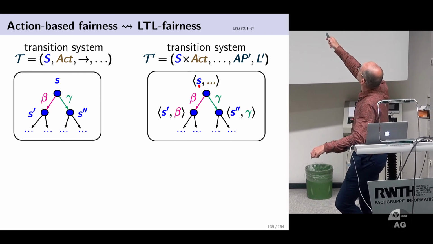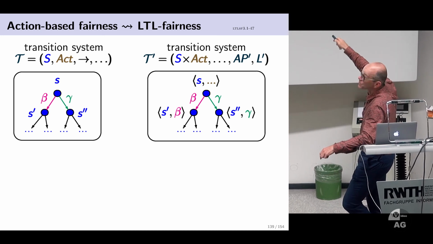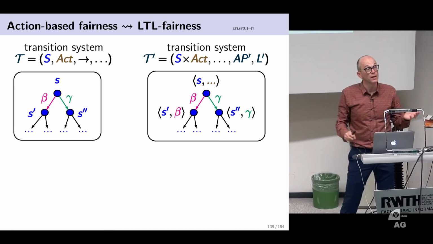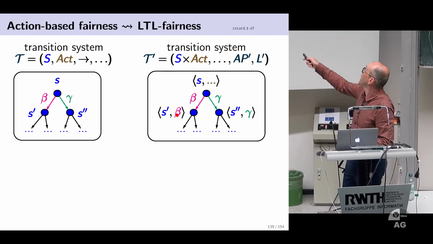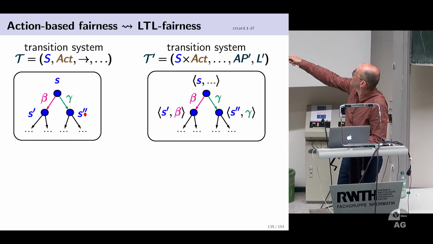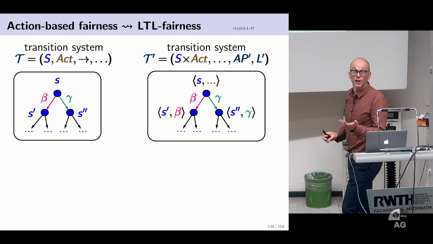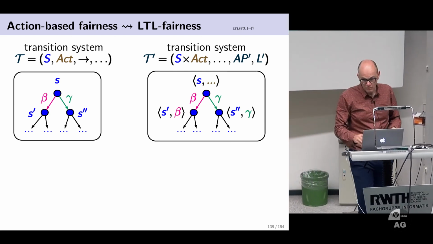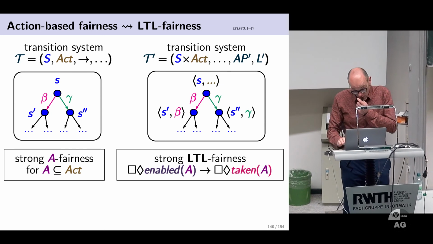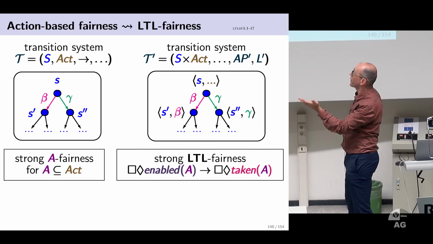So what we do is we are going to build pairs of states with actions. And the idea is that if you are in a state S prime beta, it means that you are currently in state S prime, and you have just taken the action beta to enter state S prime. Okay. Similarly here with S double prime, you enter it via gamma, so now I get a pair S double prime gamma.